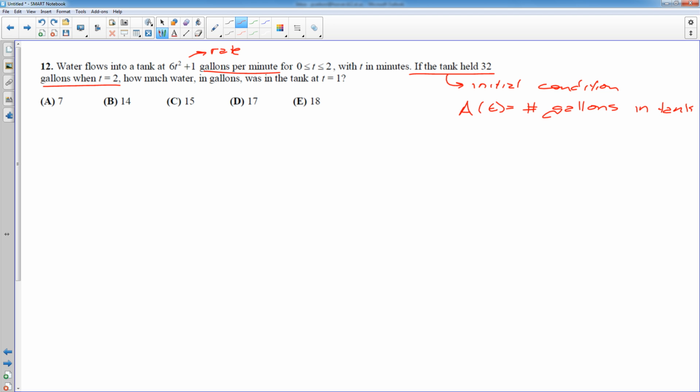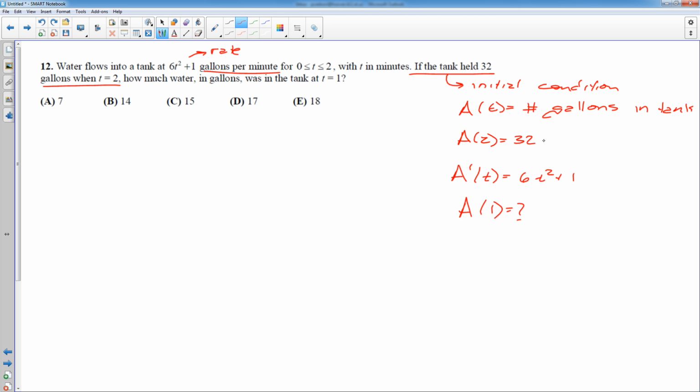Now that's the actual amount, that is not the rate, and what they're telling you is that at time 2, the tank held 32 gallons, and the derivative of A is this. They gave us the rate of change, so A prime of t is going to be 6t squared plus 1. We want to know ultimately what is the amount of water, how many gallons at time 1.